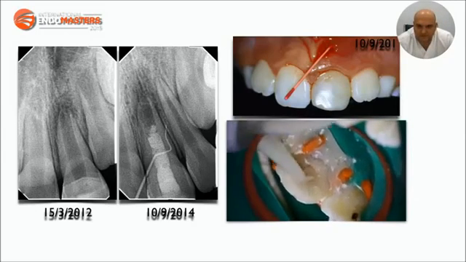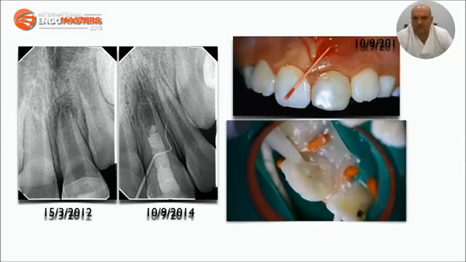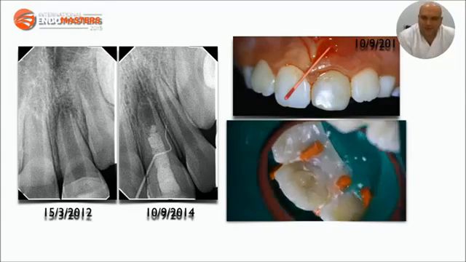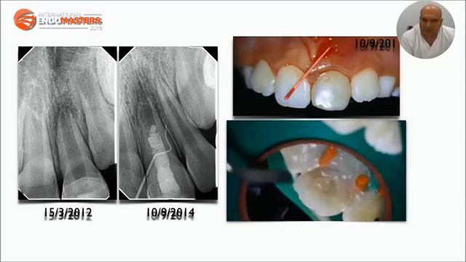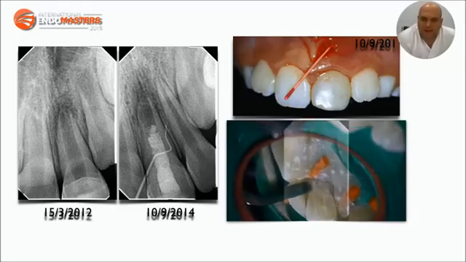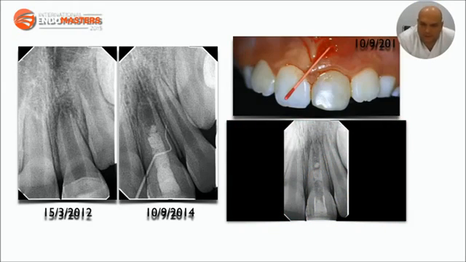And after disinfection with negative pressure irrigation with sodium hypochlorite, I placed a double antibiotic mix, in this case, and this is my post-operative radiograph. The antibiotic mix in this case contained equal parts of ciprofloxacin and metronidazole.